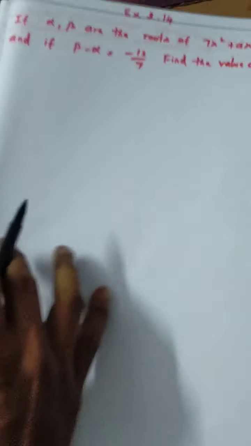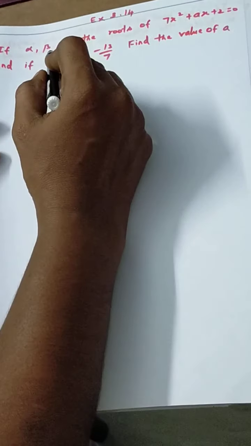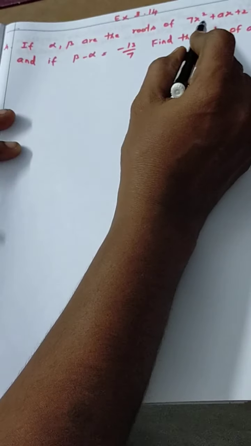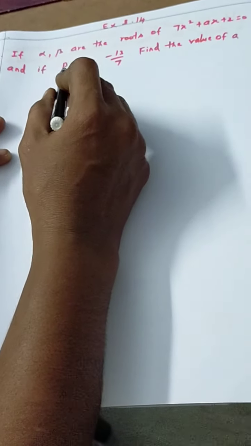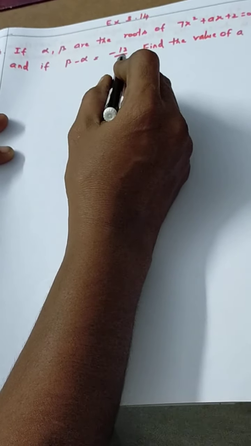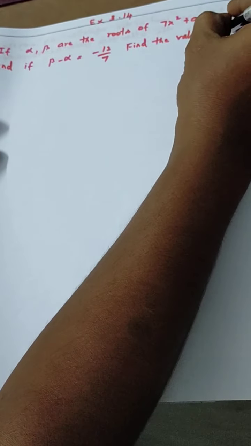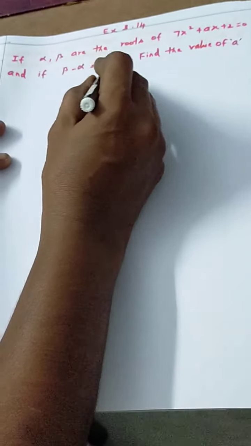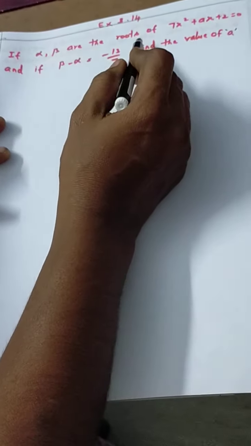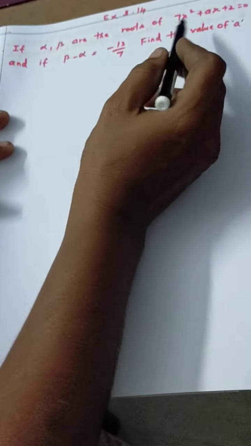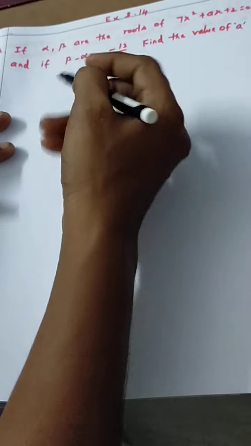Okay, next, start exercise 3.14, fourth question. If alpha and beta are the roots of 7x squared plus ax plus 2 equal to 0 and if beta minus alpha equals minus 13 by 7, find the value of a. First you have to find alpha and then beta. For the quadratic equation given, apply the quadratic formula and find the alpha and beta values.